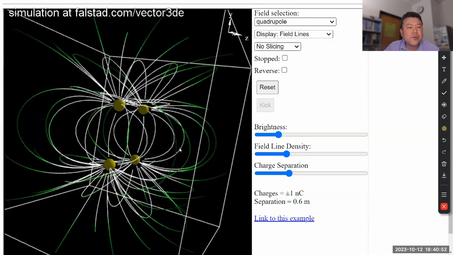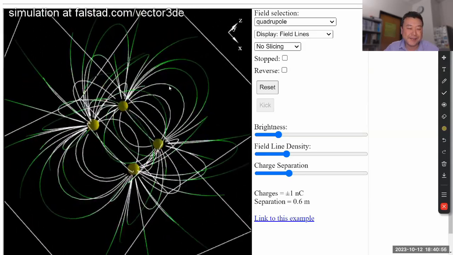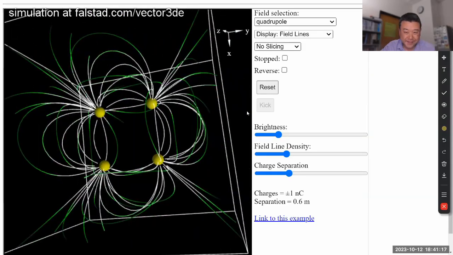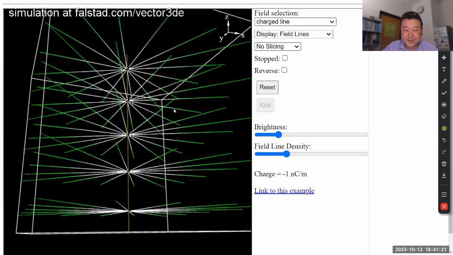Quadrupole, I have no intuition for how. All right, that's just way too complicated. Yeah, I'm just going to move away. Charged line, that can be interesting.